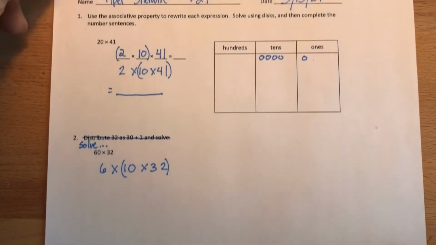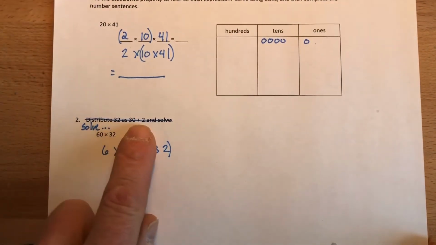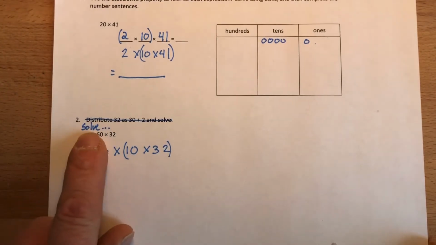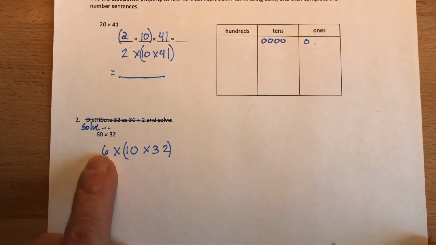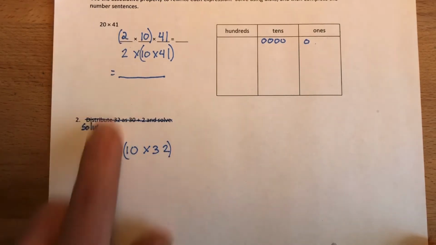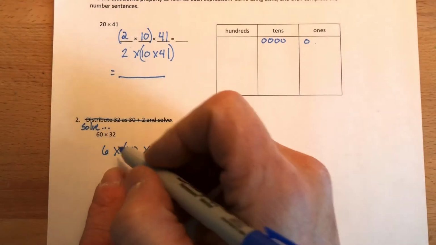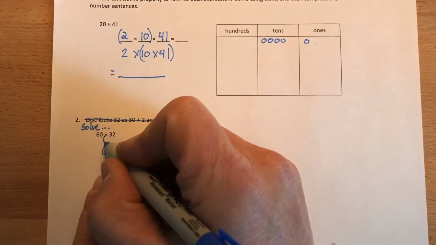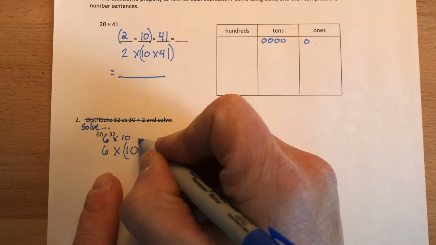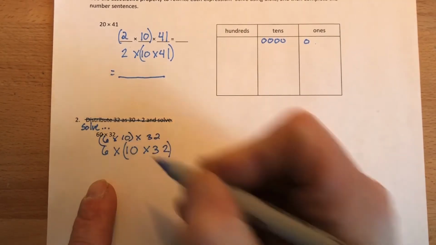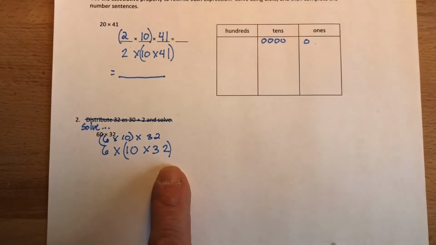And down here it says distribute the 32 as 30 plus 2 and solve. Let's cross that out. What I want you to do is solve by doing this. You're going to do the same things you did up here. We took the 60 times 10 times 32, right? Actually, I messed that up. So it's 60 times 10 times 32. The parentheses should be around that. Then we slide them over, right?